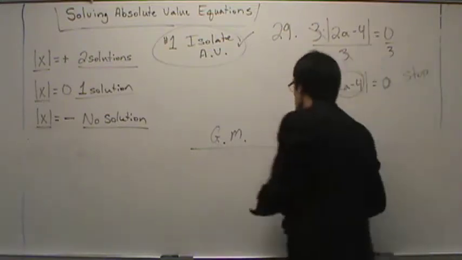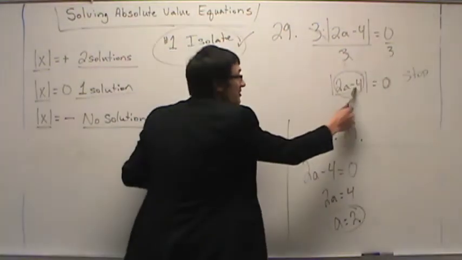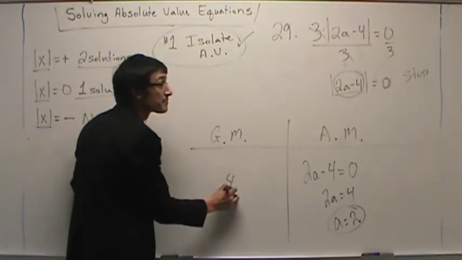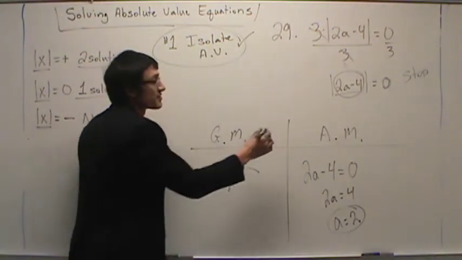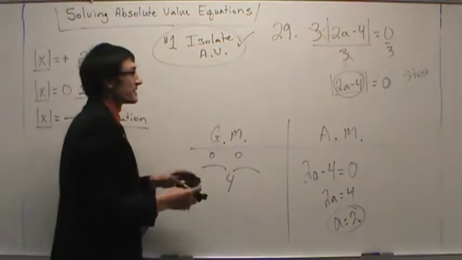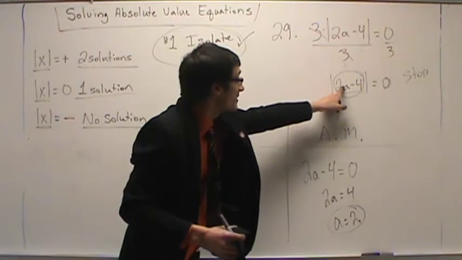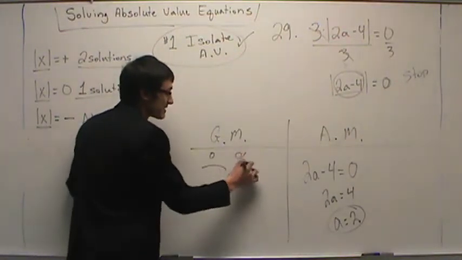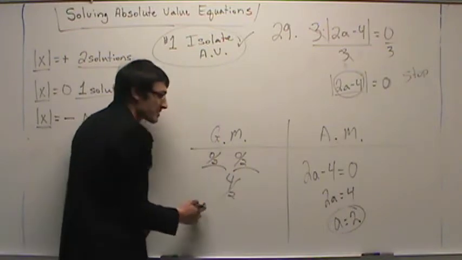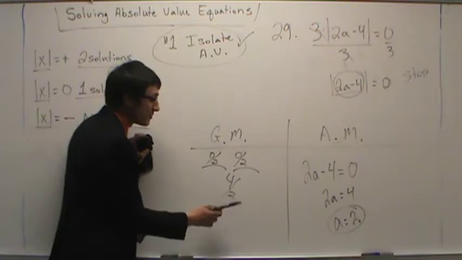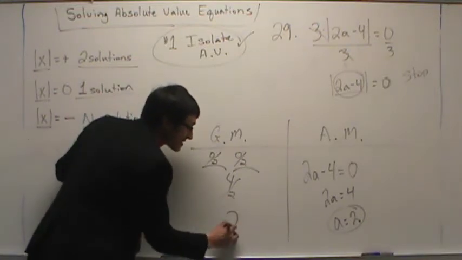Now, the geometric method says find a center. Our assumed center should be the opposite of negative 4, which is 4. And what is our assumed distance? 0. But is this necessarily correct? No. Notice that something is being multiplied by a, namely the number 2. So we're going to divide everything by 2. We divide 4 by 2. So is our center actually 4? No. The center is 4 divided by 2, which is 2.